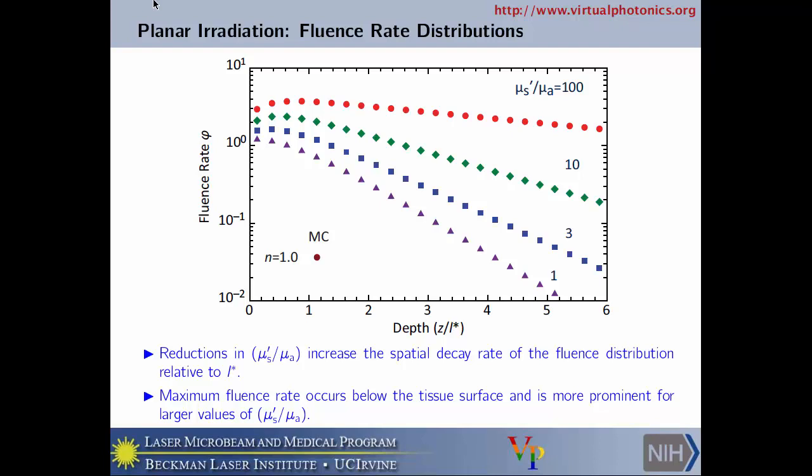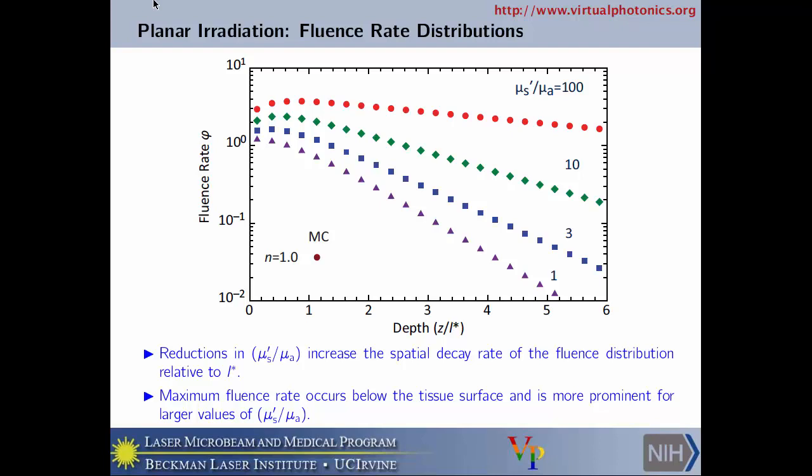And I'm looking at different ratios of scattering to absorption. The red symbols are for a ratio of scattering to absorption of about 100, which is pretty typical of low absorbing tissues in the near infrared, like breast tissue. And then other tissues with more absorption, so looking at ratios of 10, 3, and 1.